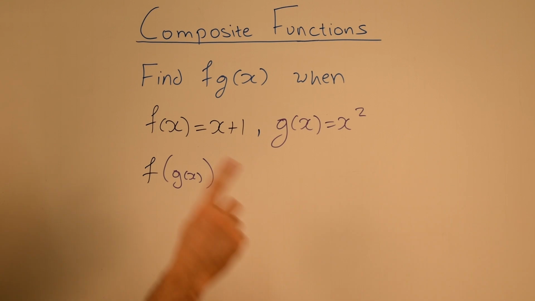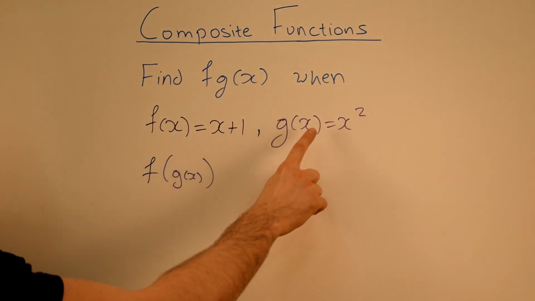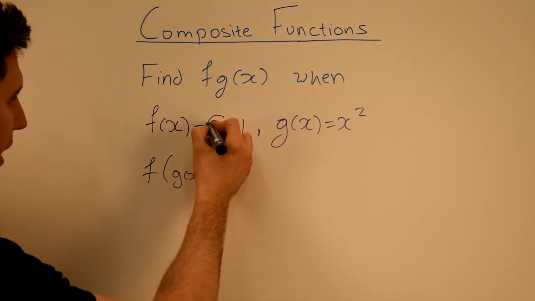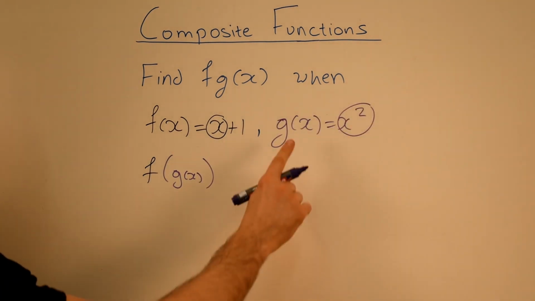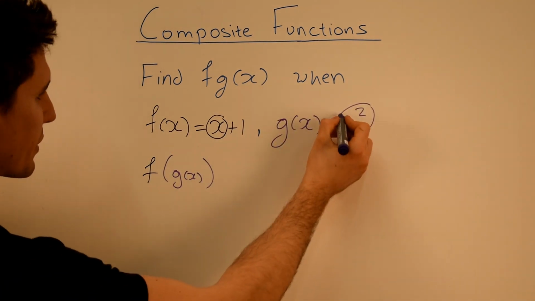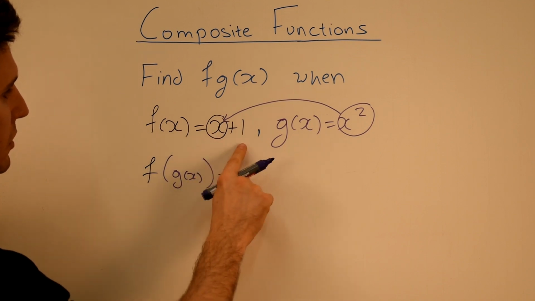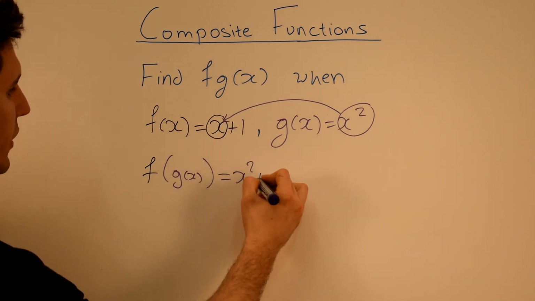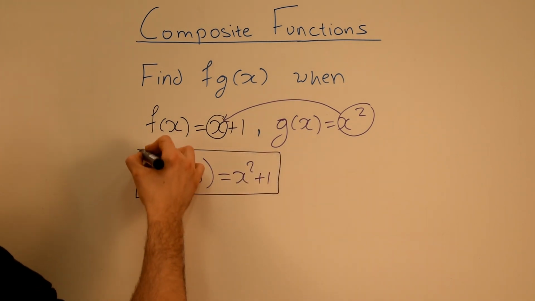So we go to the formula for f of x, and instead of x, we write down what we get from g of x. So we will go ahead and replace x with x squared, which is what we get from the formula for g of x. So instead of writing down x plus 1, we will write down x squared plus 1. Therefore the final answer in this question is that f(g) of x is equal to x squared plus 1.